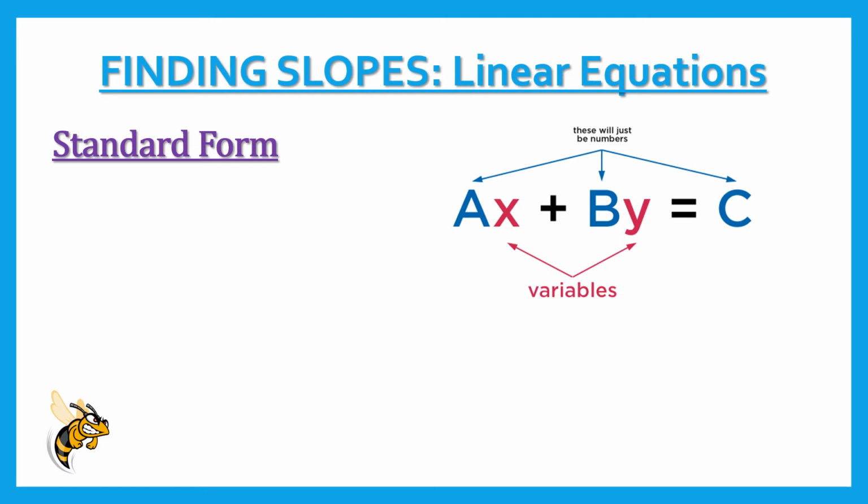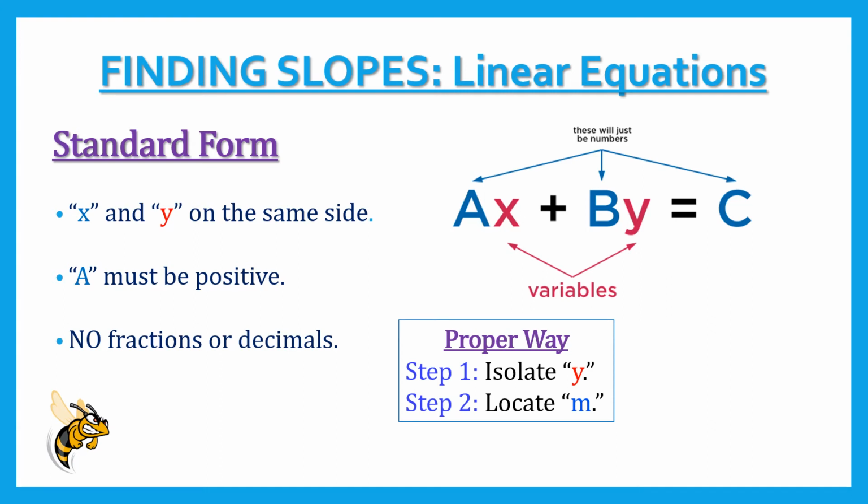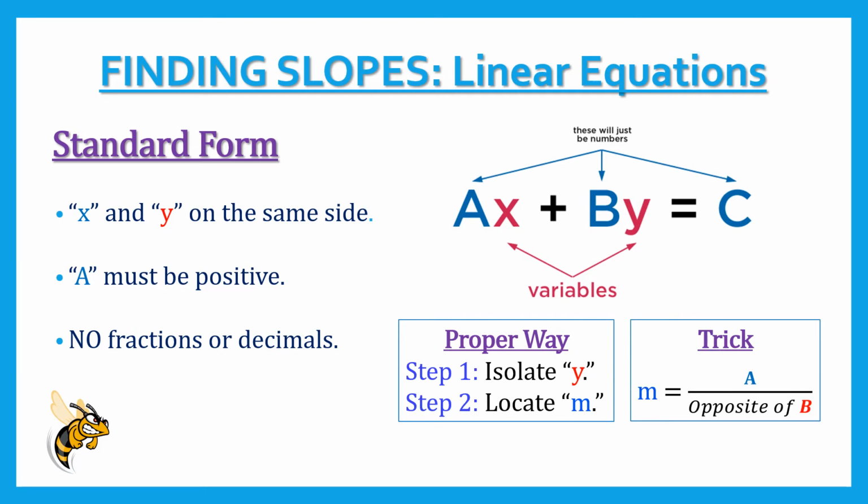Standard form. Here are the criteria for standard form. x and y on the same side. A must be positive. No fractions or decimals. The proper way of finding the slope when it's in standard form is to first isolate the y. Step 2, locate the m. I'm also going to share with you a little trick. m will equal A over the opposite of B. So basically just change the sign of B.